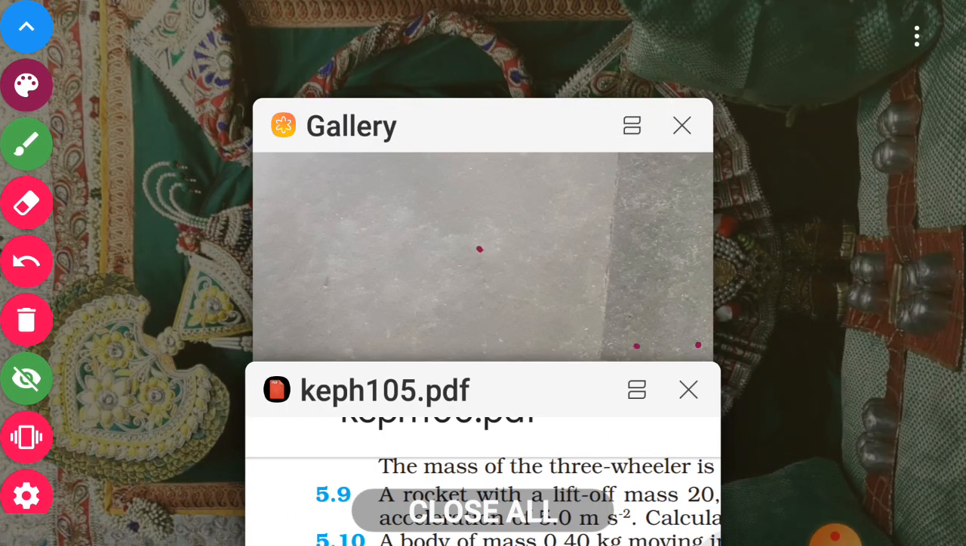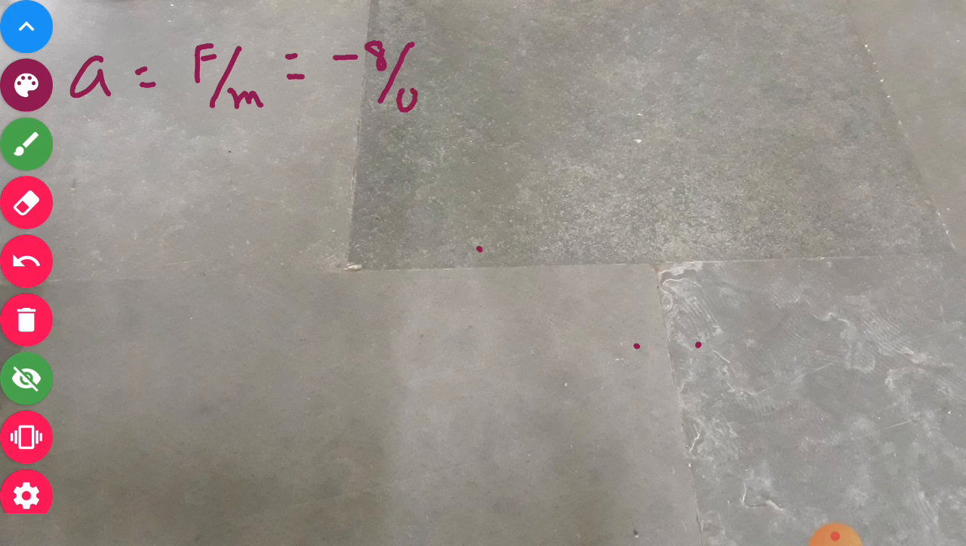Now see, first of all, we find out the acceleration because of the application of the force. Acceleration is nothing but force upon mass. Now the force is minus 8, because it is in the opposite direction of the motion, and the object has mass 0.4 kg. So this acceleration will be minus 20 meters per second square. This is very easy to calculate.